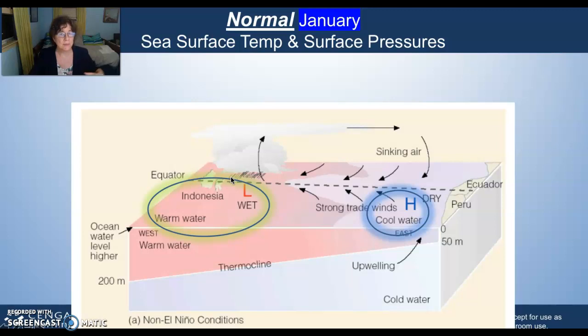And remember, rising air, clouds and snow, surface low. There is a surface low in normal Januaries over the Western Pacific. There is cold water upwelling up, and this is known as a thermocline. The Western Pacific has more warm water. The Eastern Pacific has less warm water because you're pulling up so much with the thermocline. Let's keep going.